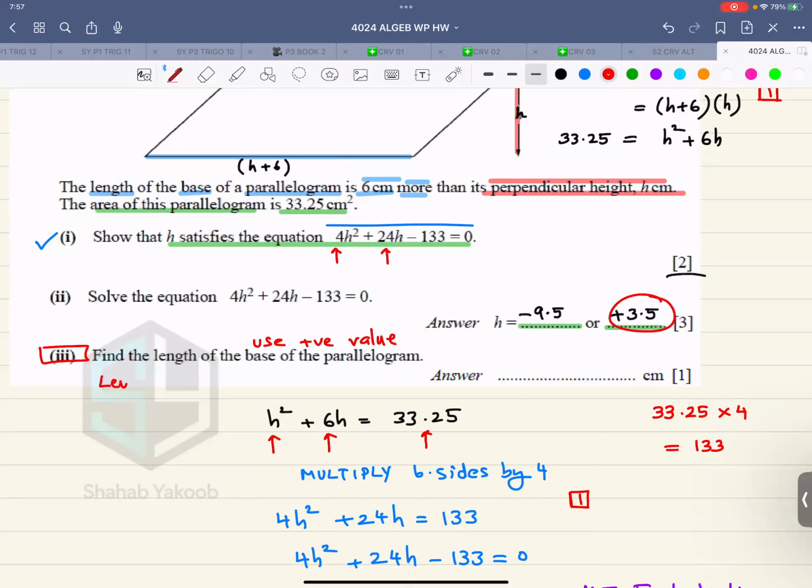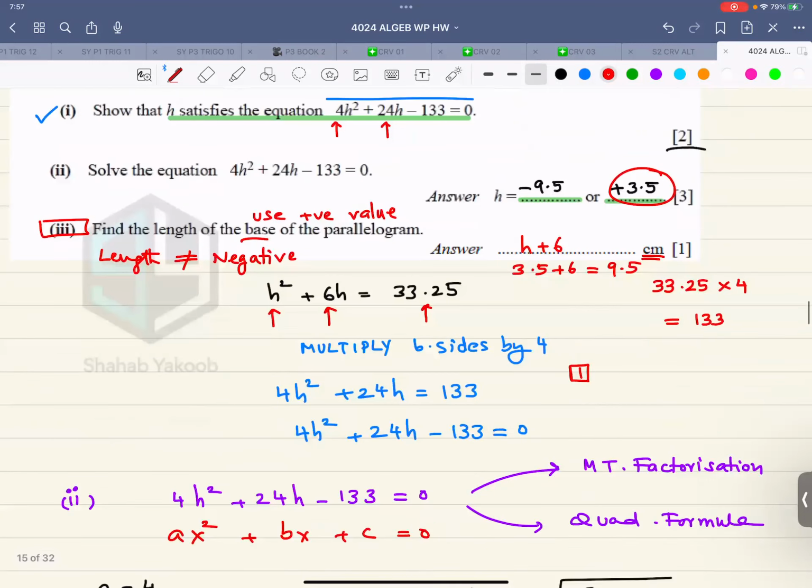But for the very last part, use the positive value, that is this value. Why? Because the length cannot be negative. Length, distance, time, speed cannot be negative. So therefore, what are they asking for? The length of the base. The base is h plus 6. That is 3.5 plus 6, which comes out to be 9.5 centimeters.